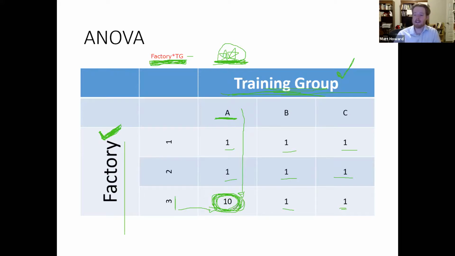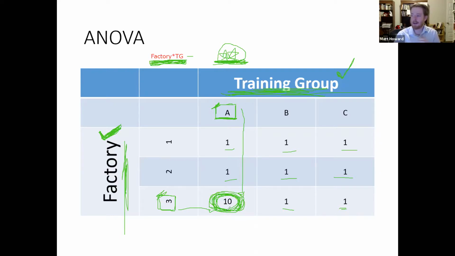And that indicates there's an interaction because the effect of training group depended on the factory, and the effect of factory depended on the training group. It wasn't necessarily training group A that had the overall effect. It wasn't necessarily factory 3 that had the overall effect. Instead, it was the combination of training group A and factory 3 that had the significant overall effect. And we see that a lot in practice.